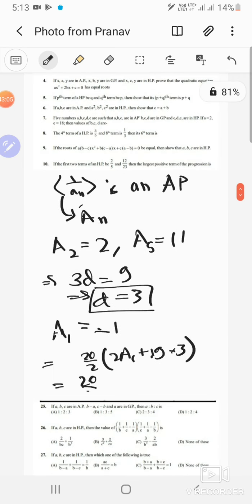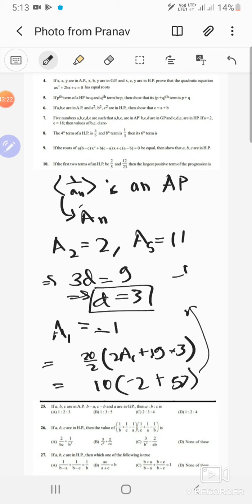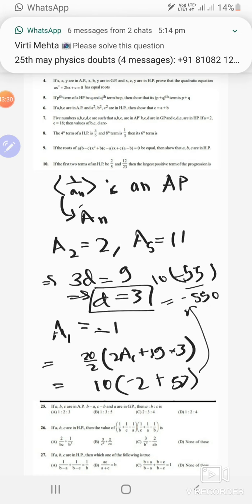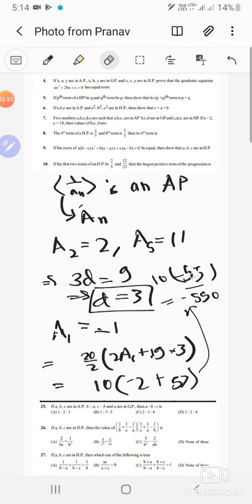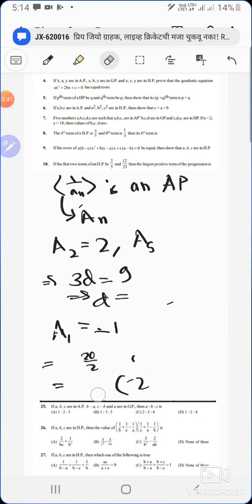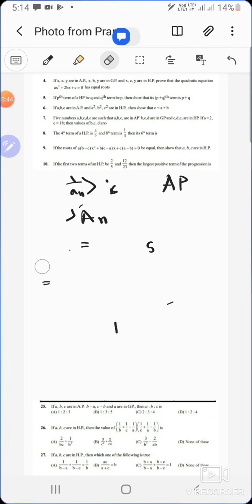So that's going to be 20 by 2, which is just 10. So 2 A1, that is minus 2, plus 19 into 3, which is 57, gives 55. So minus 55 into 10 is minus 550. Sorry, it's not supposed to be minus, it's supposed to be positive, obviously. So this is 550. Fine, no problem. Let's go to the next question.